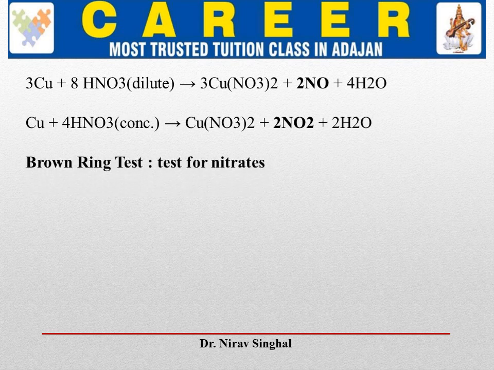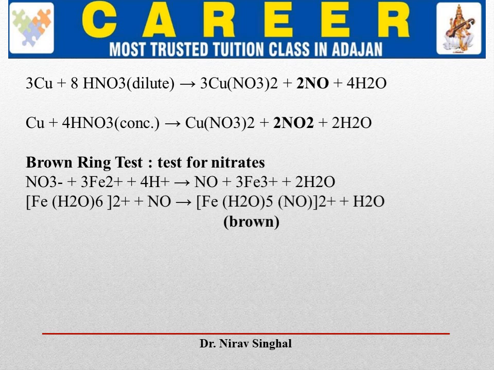Brown ring test is the test for nitrate. Here nitrate in the presence of ferrous ion gets converted to nitric oxide plus ferric ion. Nitric oxide reacts with [Fe(H2O)6]²⁺ to get converted to [Fe(H2O)5NO]²⁺, pentaaquanitrosyliron(II), which is a brown colored complex. The oxidation state of Fe is +1 in this brown colored complex.